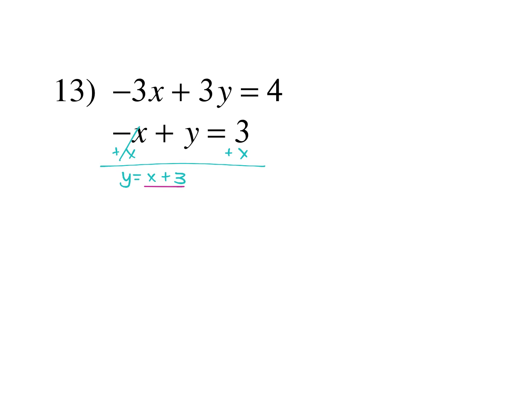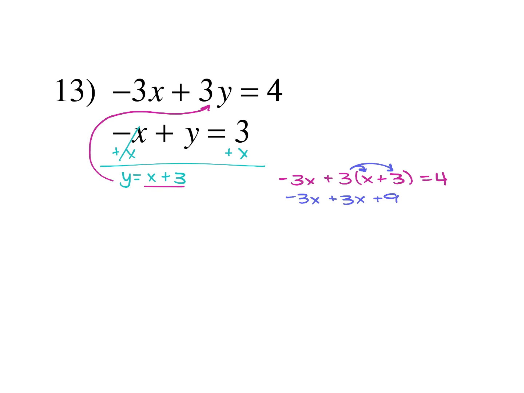If y is equal to x plus 3, plug that x plus 3 in for y in the top equation. This is going to give you negative 3x plus 3 times x plus 3 is equal to 4. Distribute your 3 in. So negative 3x plus 3x plus 9 is equal to 4. When you combine like terms, what happens to them? They cancel out. They're opposites, so they cancel. So you just have 9 is equal to 4. Is this a true statement? No, it's not. When you get something like this where you get a false statement anywhere in your solving, automatically, it's no solution.